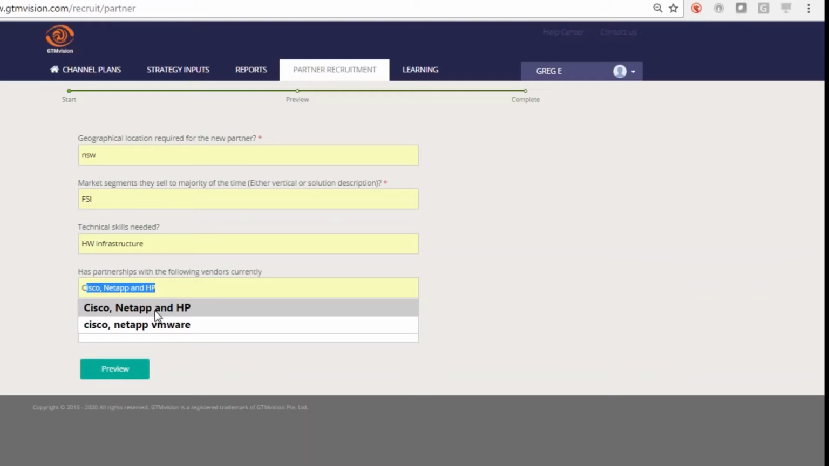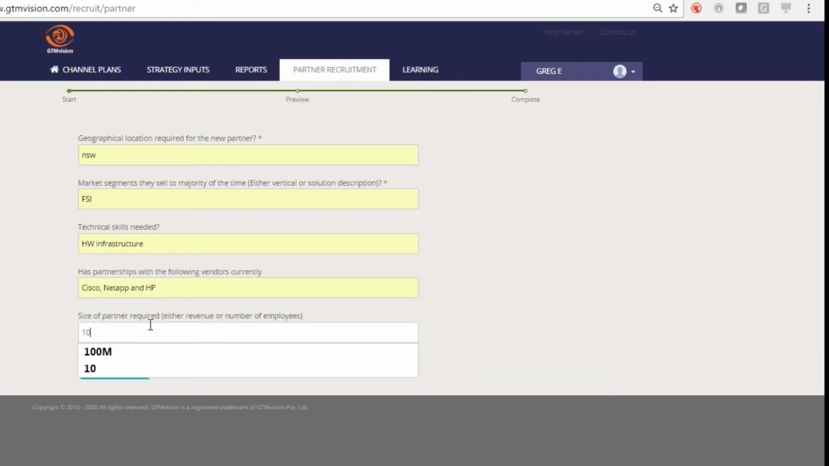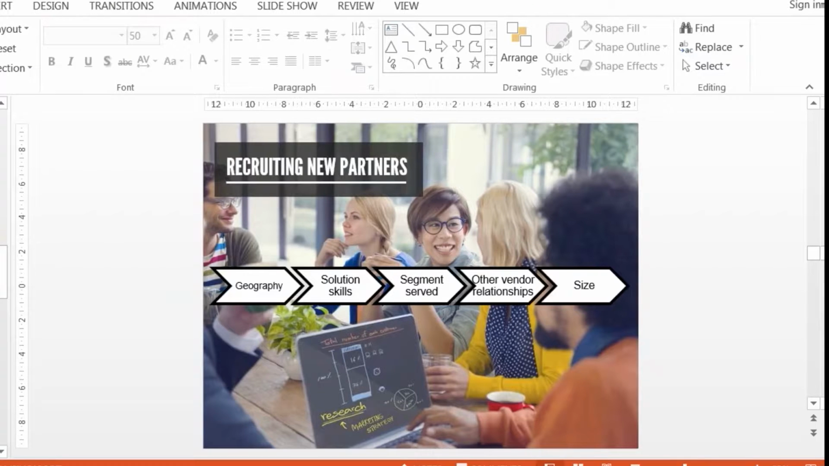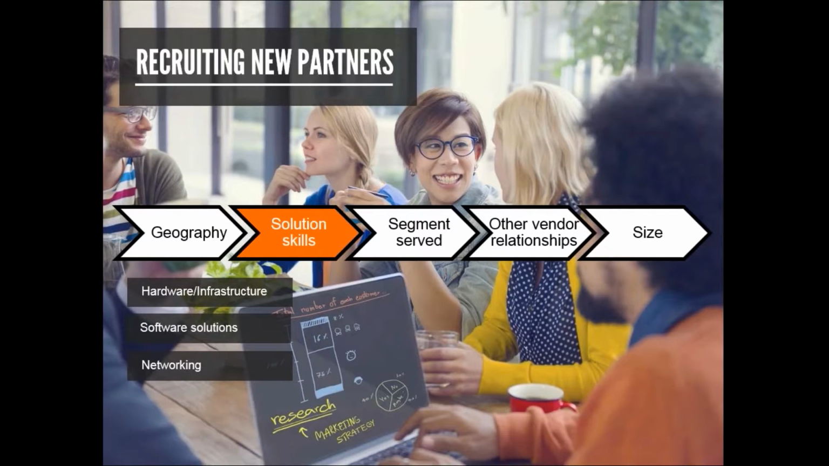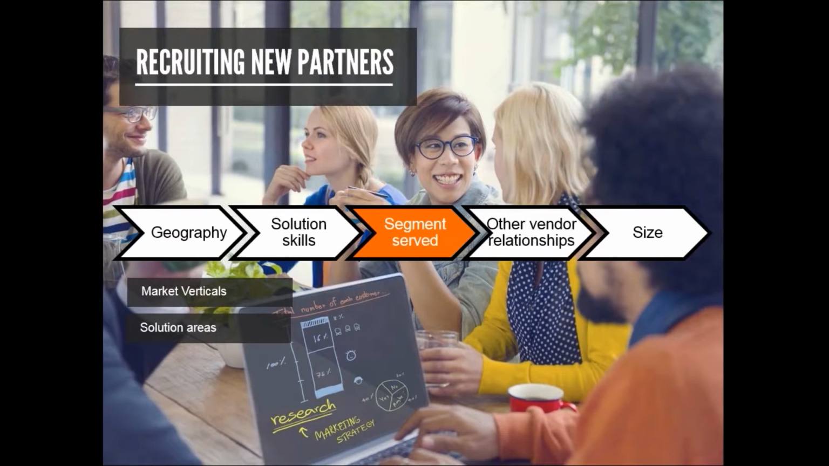The definition of the geography, so that might be a city or country location, the solution skills that you're looking for. So it may be hardware, software, networking, numerous other potential solution skills, maybe related to being able to handle subscription software, like a Zendesk type company. We track what vertical markets all partners sell to around the world. So if you're looking for someone specific to a vertical market, government, FSI, mining, whatever it may be, you can input that information as well as solution areas.